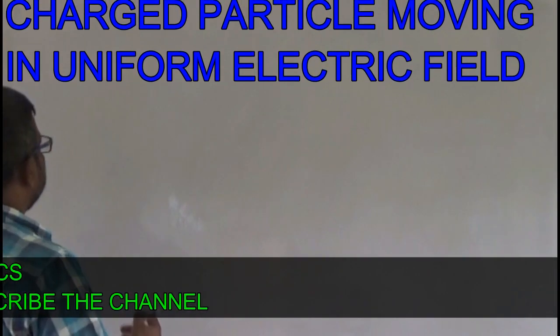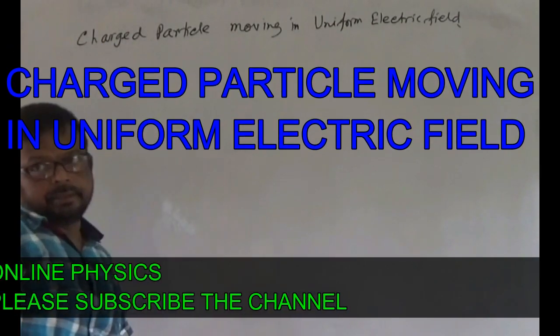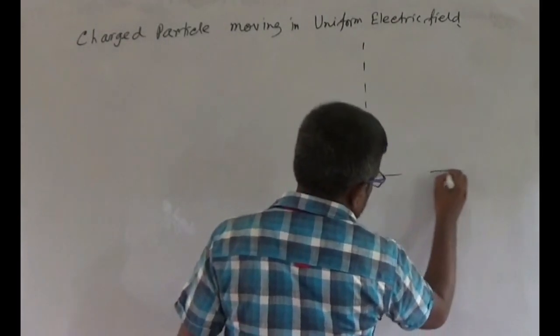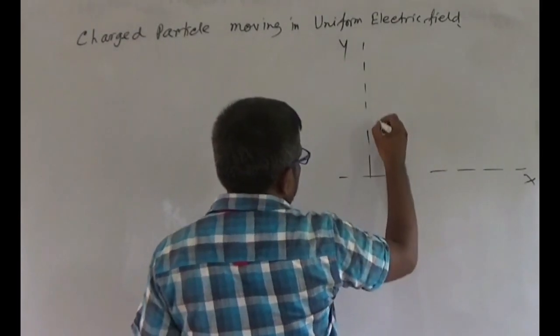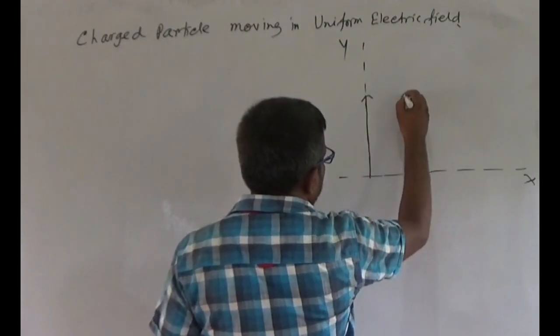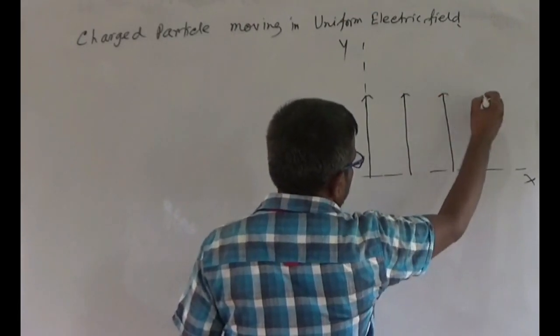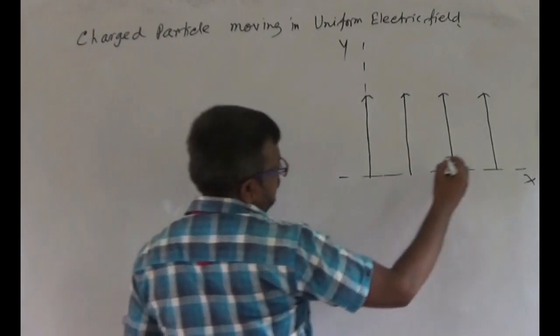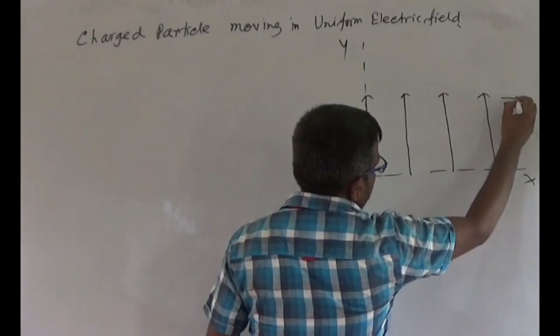Charged particle moving in a uniform electric field. Let us say that there is an electric field in the y direction. This is x, this is y. Let us say there is a uniform electric field in the y direction of strength E. E is the field strength.